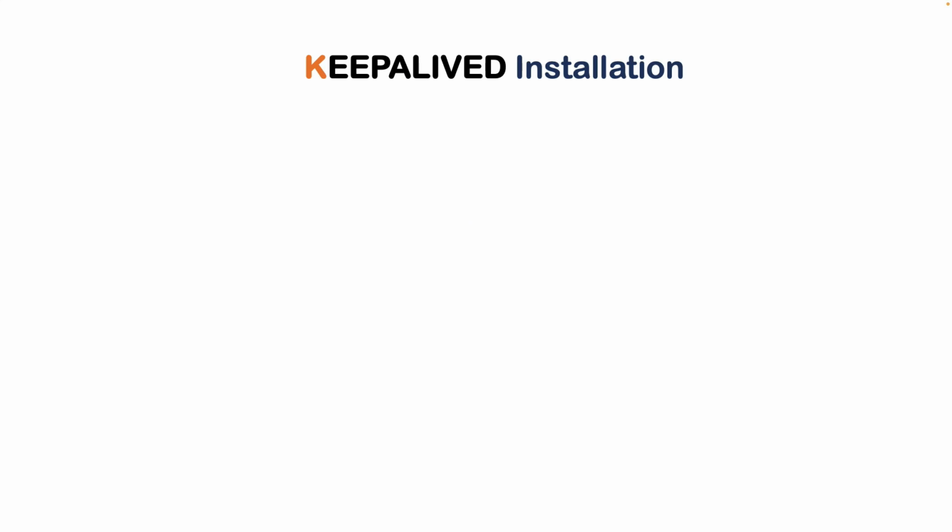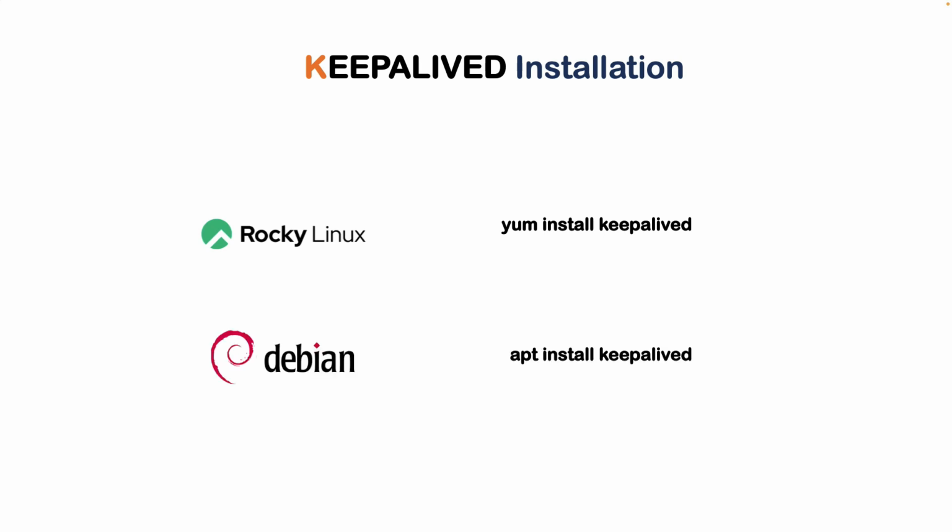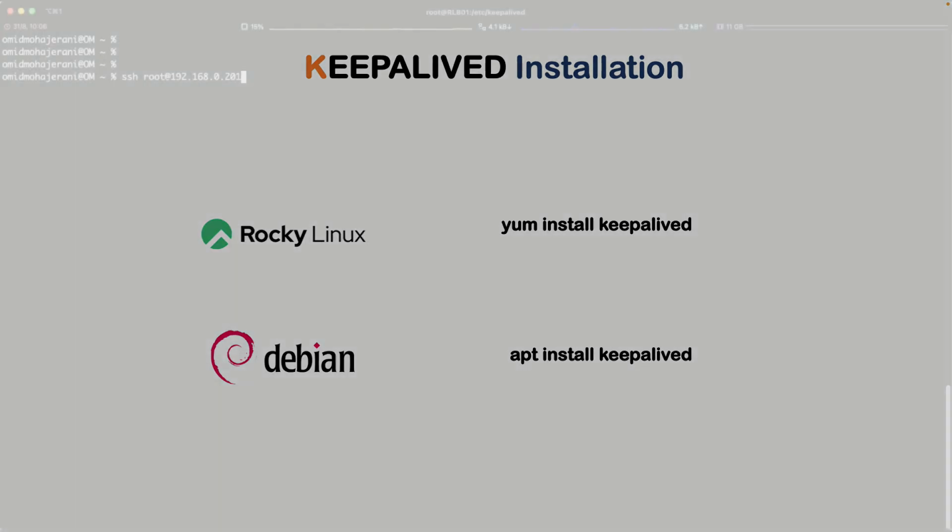Let's start with the KeepAlived installation. It has a very straightforward installation. I'm using Rocky Linux 8 for our installation, and we can use DNF or yum to install KeepAlived. KeepAlived is also available on other operating systems too. For example, for Debian, just a quick apt-get install command and you're good to go.